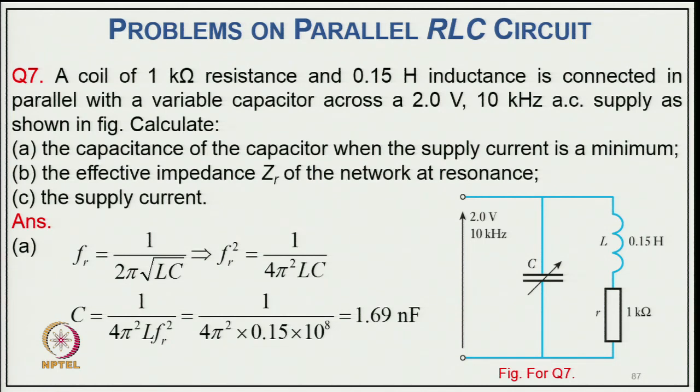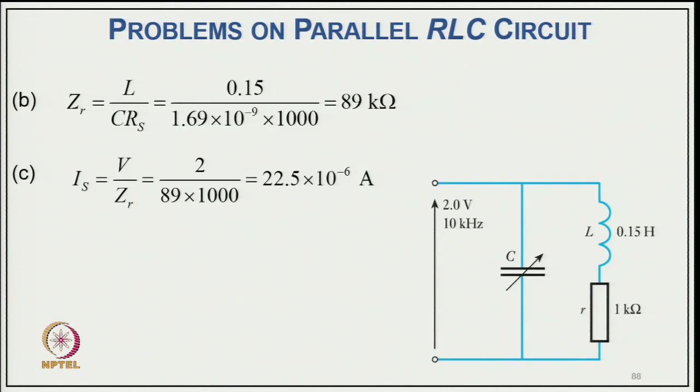C from here you can find out, that is 1 upon 4 pi square L F square, that is 1 upon 4 pi square into 0.15 into 10 power 8, that comes 7.69 nanofarad, and Z R equals L upon C R. So, that is 0.15 into 1 divided by 7.69 into 10 power minus 3 into 1000, that comes 89 kilo ohm, and I S equals V upon Z R, that is 2 upon 89 into 10 to power 3, that is 22.5 into 10 power minus 6.